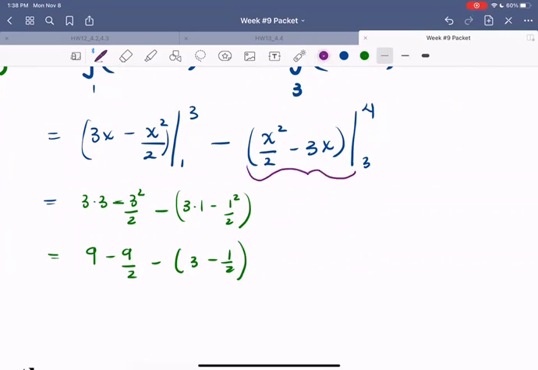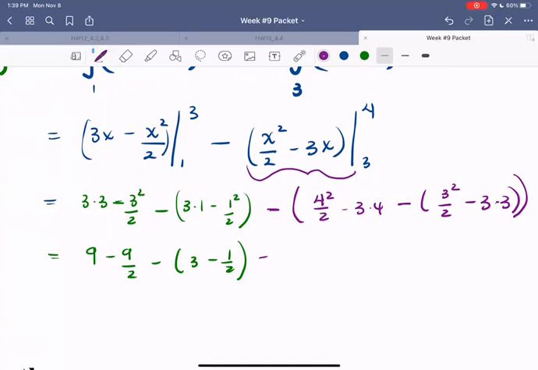So now I'm going to continue with the second part. So I'm going to subtract 4 squared over 2 minus 3 times 4. And from there, subtract 3 squared over 2 minus 3 times 3. Again, using a lot of parentheses here.